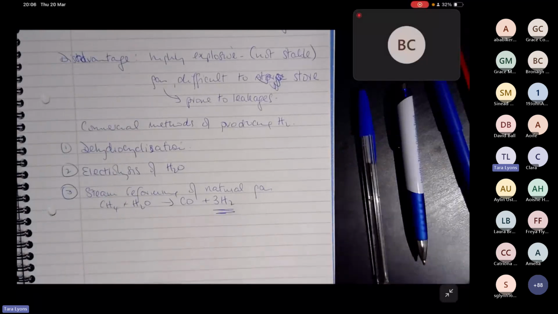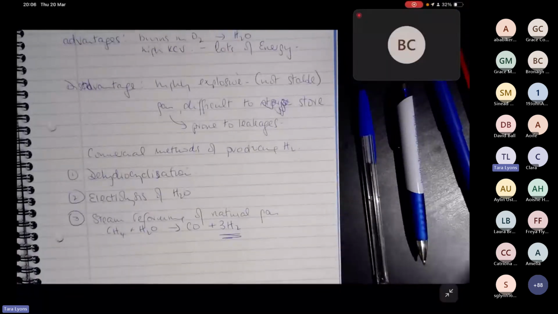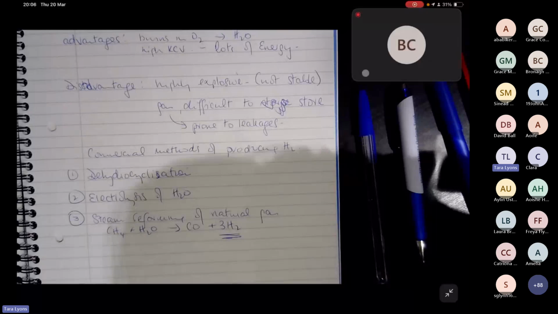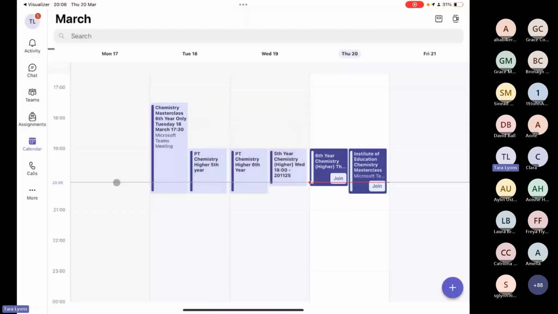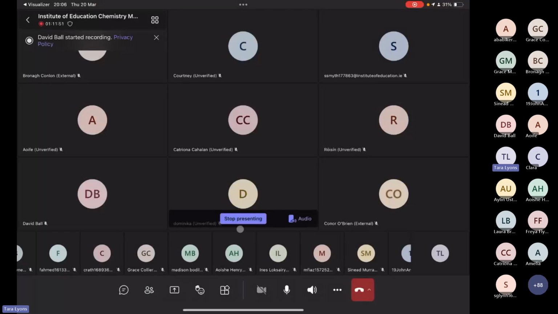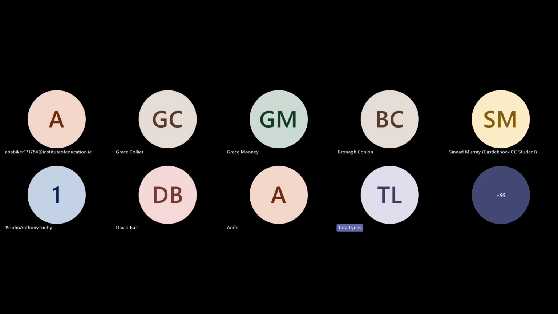So if you knew your advantages and disadvantages of hydrogen as a fuel, and if you knew the 3 commercial ways, they generally have only ever asked for 1 or 2, they've never asked for all 3 at the same time, well then you'll be doing well in that particular topic. So I'm going to stop sharing my screen, folks, and see, does anybody have any questions in particular that they want to ask?